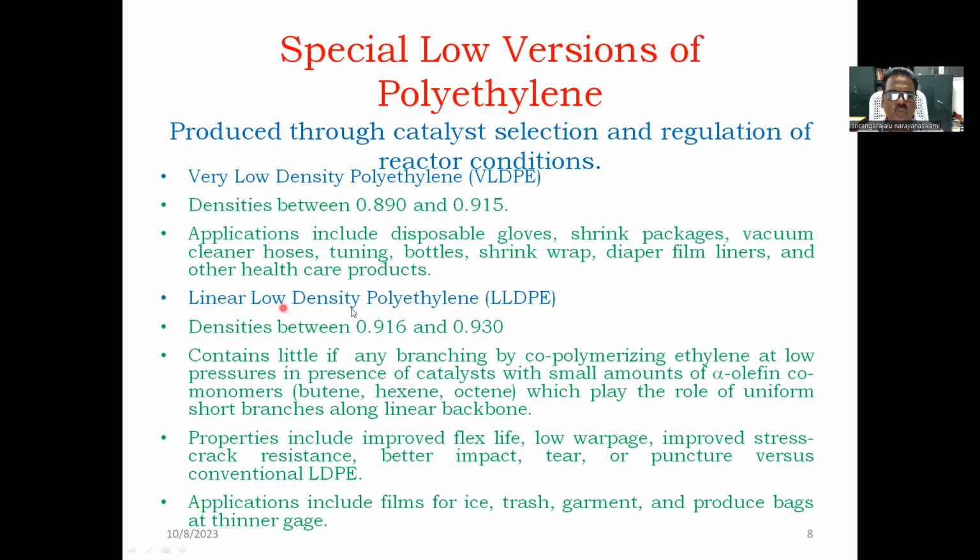Linear low density polyethylene, LLDPE, has densities between 0.916 and 0.930 and contains little, if any, branching. It is made by copolymerizing ethylene at low pressures in the presence of a catalyst with a small amount of alpha olefin comonomers such as butene, hexene, and octene, which play the role of uniform short branches along the linear backbone. Properties include improved flex life, low warpage, improved stress crack resistance, and better impact, tear, and puncture resistance versus conventional LDPE. Applications include film for ice, trash, garments, and produce bags at thinner gauge.